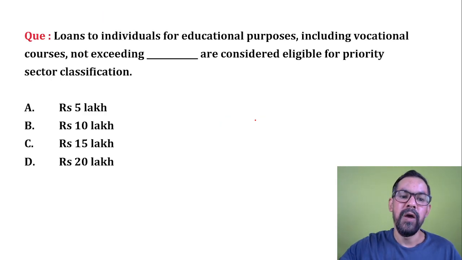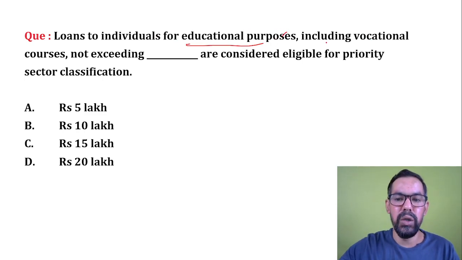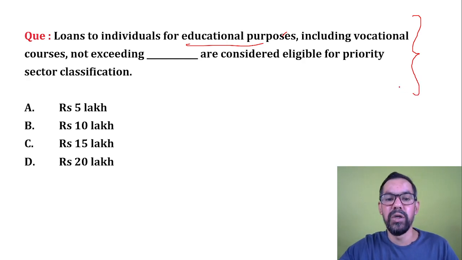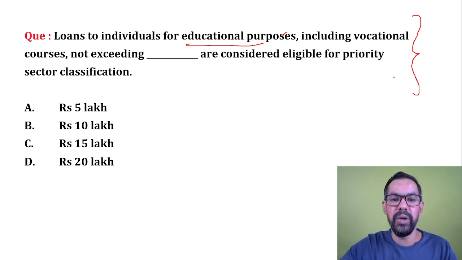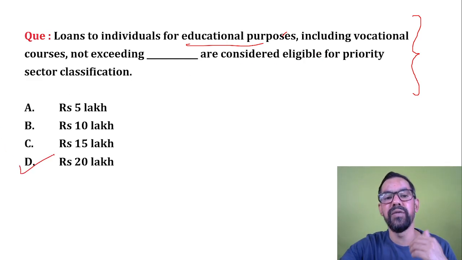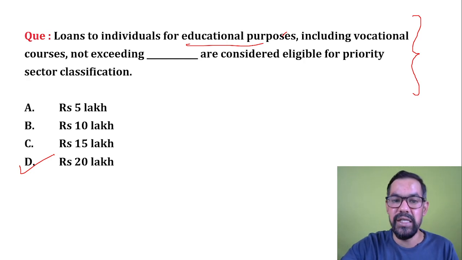Next one: loans to individuals for educational purposes, including vocational courses, not exceeding dash, are considered eligible for priority sector. If any bank is giving an education loan to students, up to what amount can they consider it as priority sector? The correct answer is 20 lakh rupees. It applies to domestic education as well as education abroad.